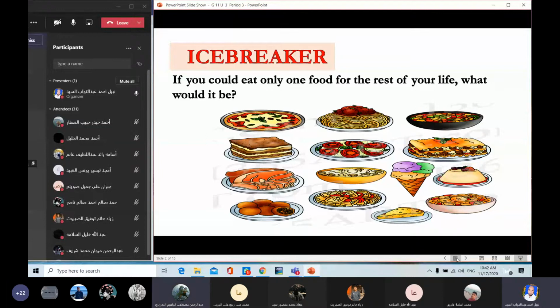Lasagna, because it is very delicious and tasty. It's very delicious, tasty, healthy. It contains a lot of carbohydrates that give you energy. Very good. Yusuf Muhammad Atiyah.